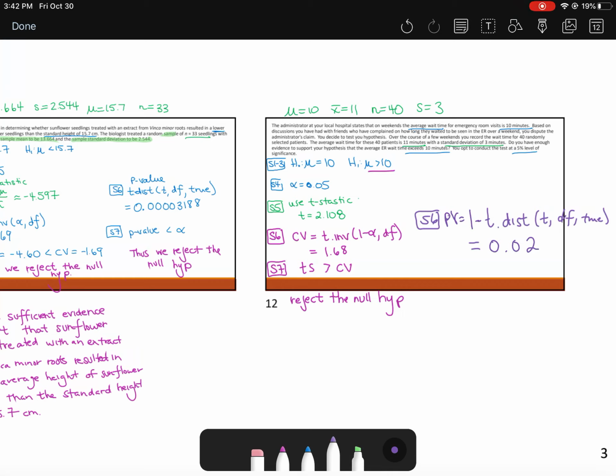So it's 1 minus. There we go. So then we ended up getting 0.02. Okay, and then step 7.